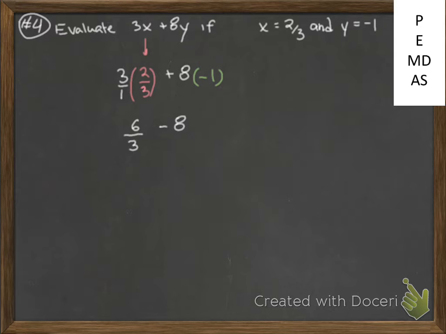Then we can divide, right? 6 divided by 3 is 2. We have to divide before we add or subtract, right? Because please excuse my dear Aunt Sally. And then 2 minus 8 is negative 6.